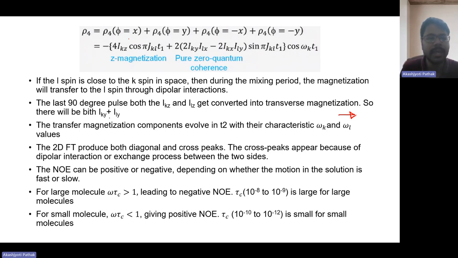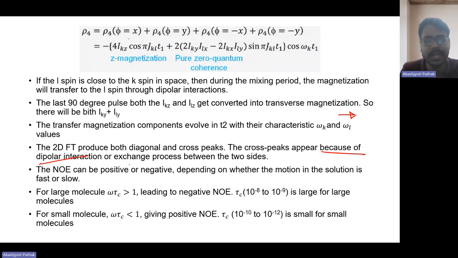There will be both IKY and ILY. The transverse magnetization evolves in t2 with their characteristic omega K and omega L values. The 2D Fourier transform produces both diagonal and cross peaks, right? When we do the Fourier transform of these, it will give us both diagonal peak and cross peak. The cross peak appears because of the dipolar interaction or exchange process between the two spins. So in the case of COSY, the cross peaks were appearing because of what? They were appearing because of J coupling, or spin-spin coupling. But in the case of NOESY, the cross peaks are appearing because of dipolar interaction. So remember this.